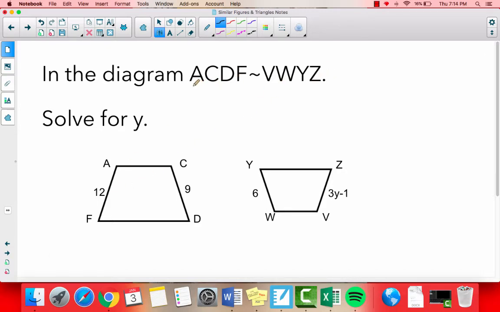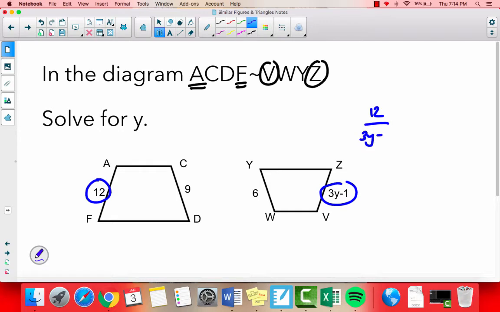In this case, they tell you that AF is 12 units long, so here's A and F. Because they're the first and last letters, that means it has to go with V and Z. So I'm going to write a ratio using those two sides, so the 12 and then the 3y minus 1. So 12 over 3y minus 1. And then I'm going to set that equal to my other ratio. So that's going to be the other side that I'm given. So the 9 and the 6. And remember, because I started with the 12 on top, I have to start with the 9 on top. 9 over 6. And now we can go ahead and cross multiply because it's a proportion.